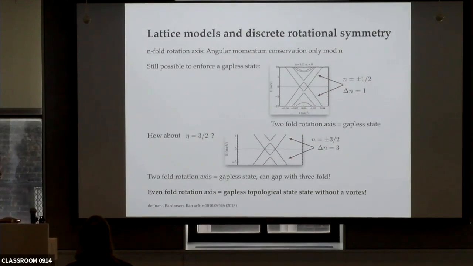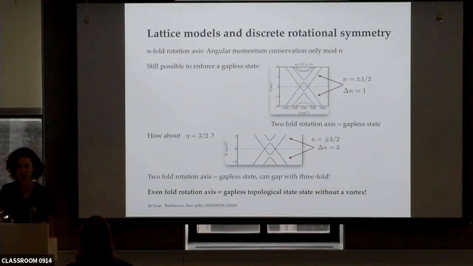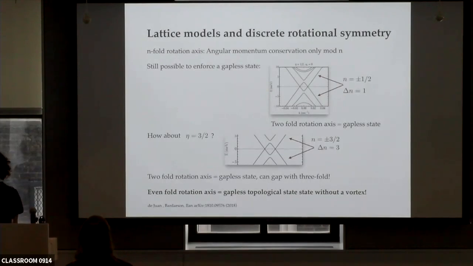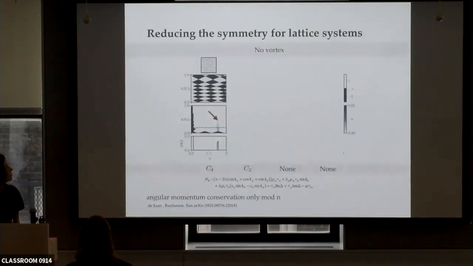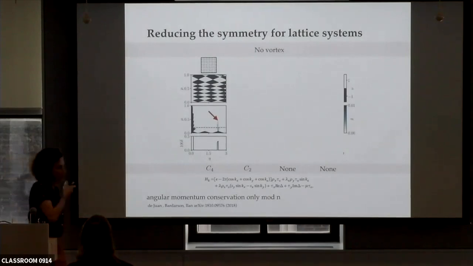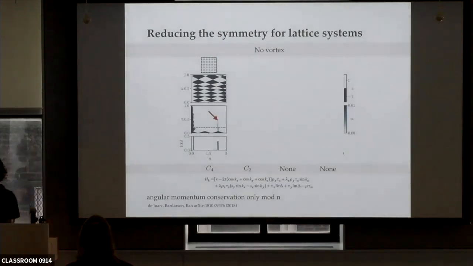The general statement would be that if you have an even-fold rotation axis in your system, you get a gapless topological state if you don't mind the order parameter. So it's quite crucial. Okay, so I talked about the conditions of when you pair and when you don't pair at the chemical potential.